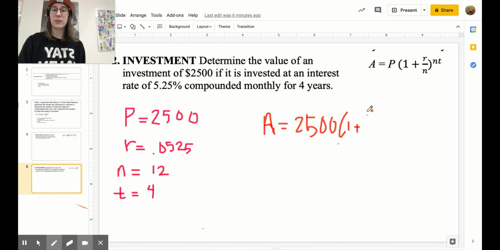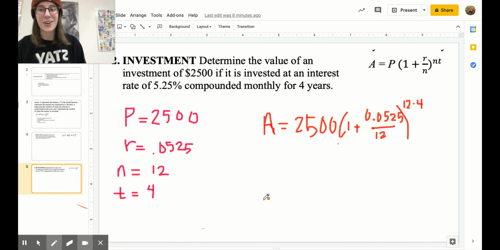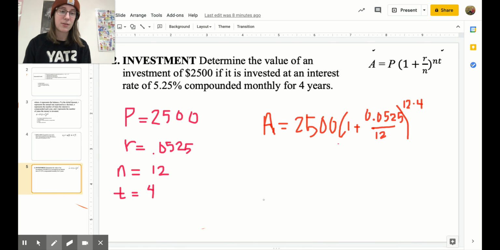1 plus our rate, which was 0.0525, divided by N. Our N was 12, times, or to the power N, which is 12 times 4. Again, if you don't have a calculator and you cannot type this in, that's okay. Leave it like this, and I will give you some points for it. Just write me a note saying you don't have a calculator.